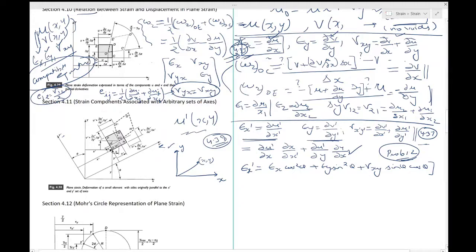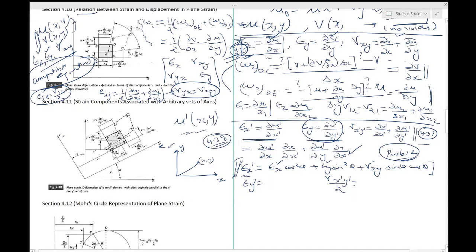So this is how you would be able to find ex dash. By a similar method you will find ey dash, so you will basically write the expansion of this one. Okay, and then you would substitute equations 4.39 into this, and you would get ey dash, and similarly you will get a gamma x dash y dash by 2. So one of the important things about this is that you can find the strain in this new transformed coordinate system with respect to the old one.